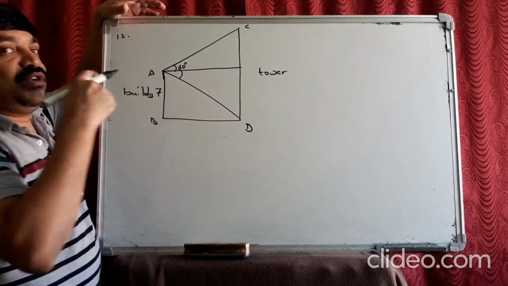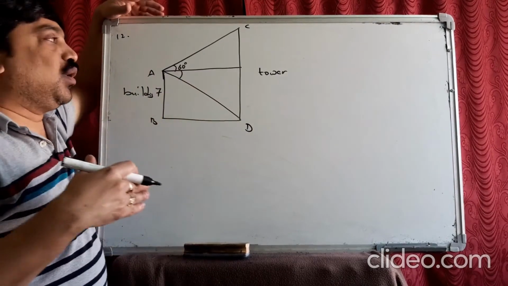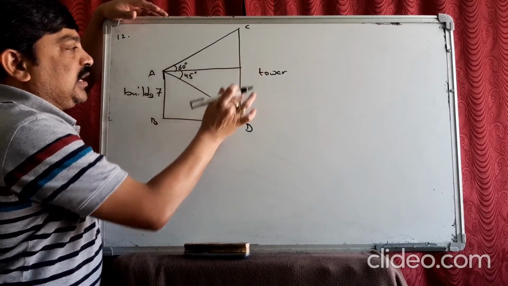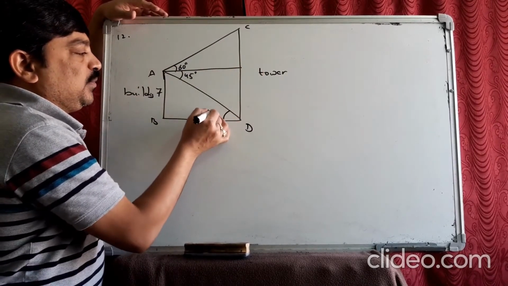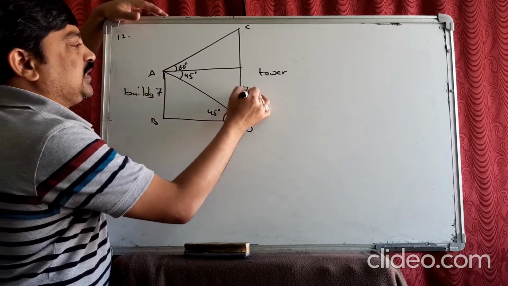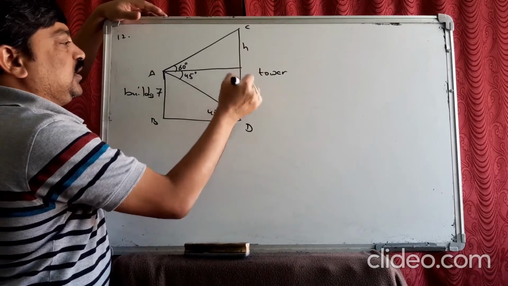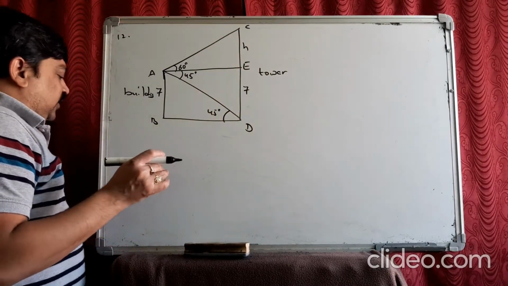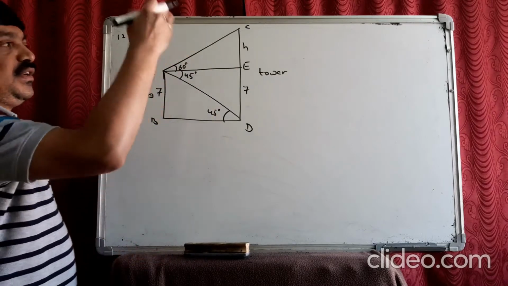So when you are writing the depression angle also, there should be a horizontal. We can use the same horizontal, 45 degrees. Since this line is parallel to the base, this will become 45 degrees. Understand? And it is 7, this will be 7. Let us take this as H, ABCD, let us take this as E. Now, determine the height of the tower. You have to find out the height of the tower.